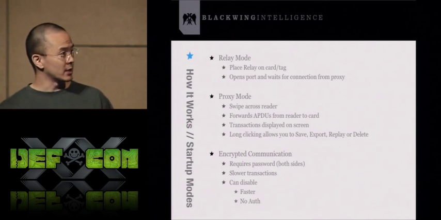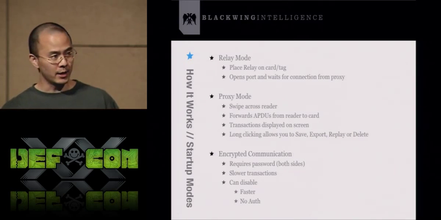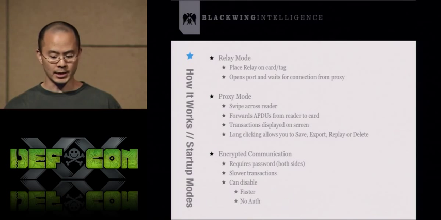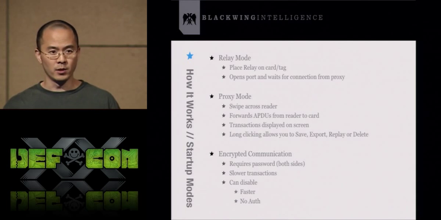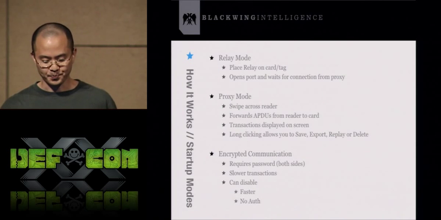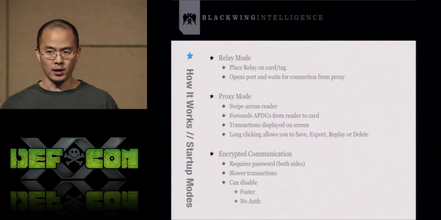All of the transactions, all of those APDUs are displayed on the screen of the proxy mode phone. If you long click on those transactions, you can actually export, save, replay, and delete those transactions. Now, by default, the communication between the two phones is encrypted. So if you're on an unencrypted wireless network for some reason, you'll be somewhat safe there. However, when you're encrypting communications, it slows down the entire NFC transaction. So you can disable that.